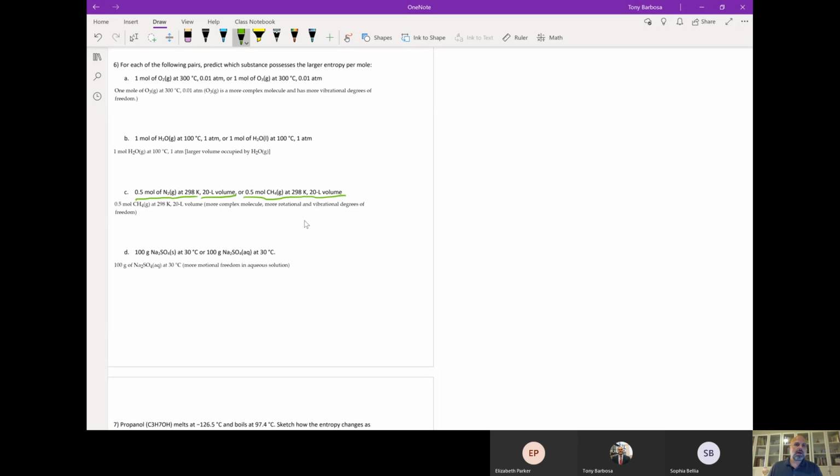So we have identical temperatures, so temperatures aren't going to affect this. We have identical volumes, so the volumes aren't going to affect us. All we have to think about now is the difference in the compounds, because the number of moles is exactly the same. So all we have to do is compare N2 versus CH4.